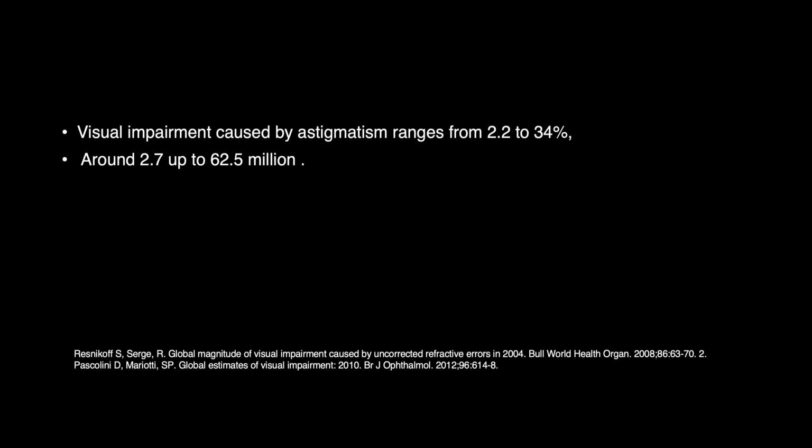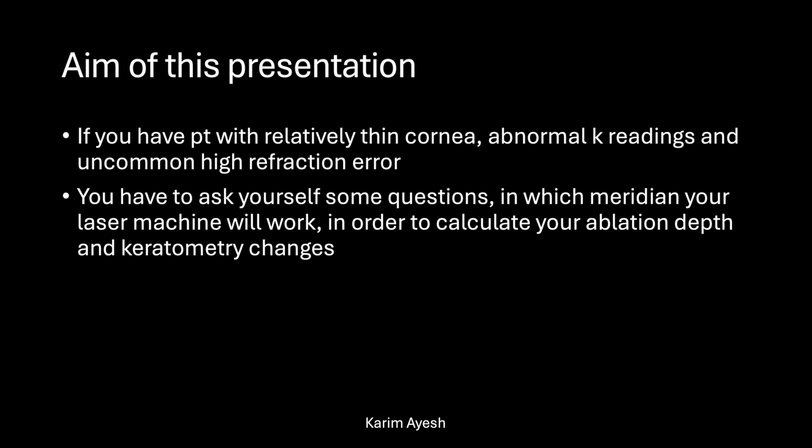Visual impairment caused by astigmatism ranges from 2.2 to 34%, around 2.7 up to 2.5 million people suffering from astigmatism all over the world. I thought about this presentation because if you have a patient with relatively thin cornea, abnormal K readings, and uncommon high refraction error, you have to ask yourself some questions.